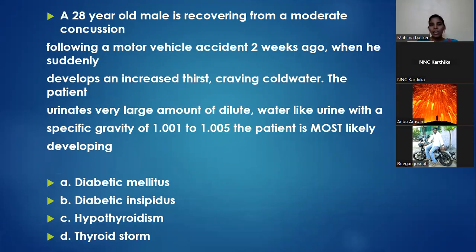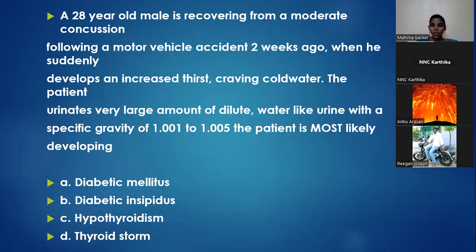A 28-year-old male is recovering from a moderate concussion following a motor vehicle accident 2 weeks ago, when he suddenly developed increased thirst, craving cold water. The patient urinated a very large amount of diluted, water-like urine with a specific gravity of 1.001 to 1.005. The patient is most likely developing what condition? Endocrine disorders. Increased thirst, polydipsia. Craving for cold water. Urinating a very large amount of diluted urine, polyuria.